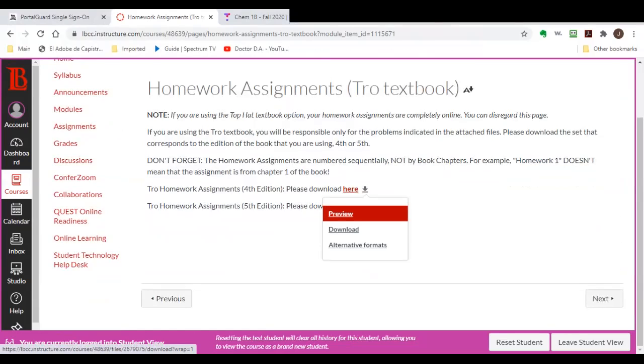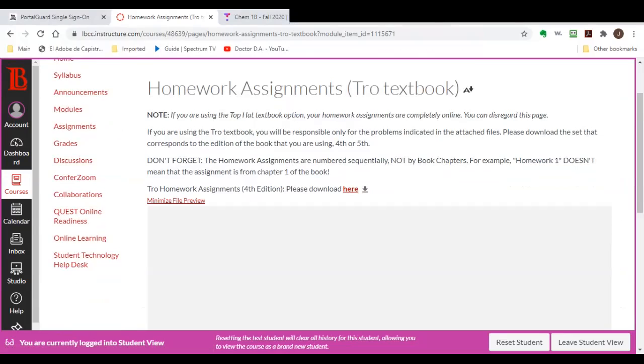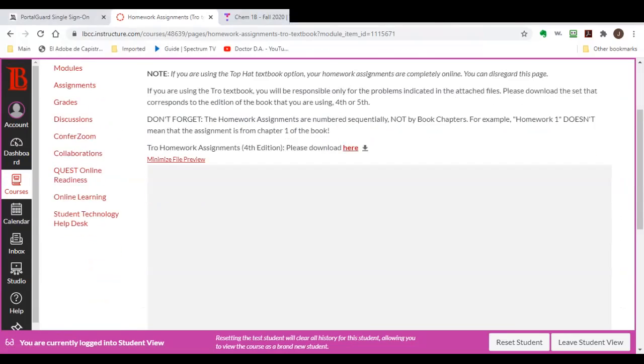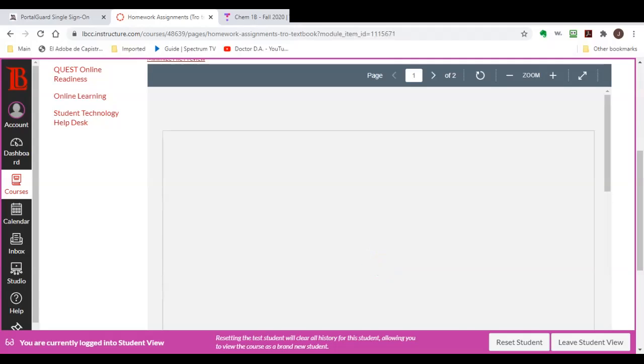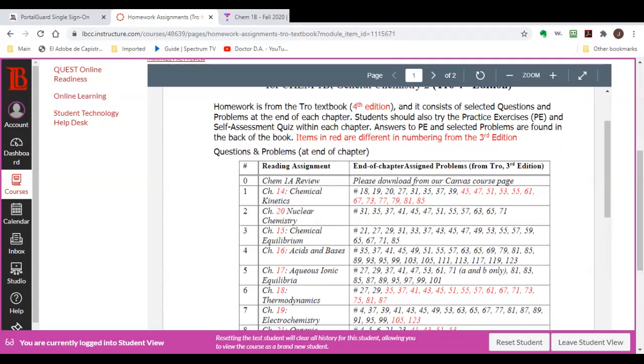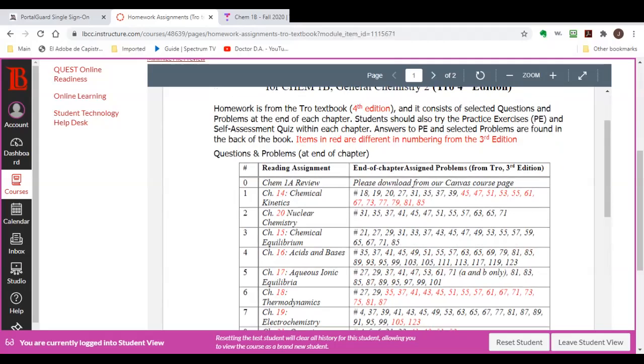All right, let's preview it. I'm going to preview it here. And let's wait for it to load. Like I said before, this is what happens sometimes. The internet gets a little slow. Okay, so please don't worry about the colors here.